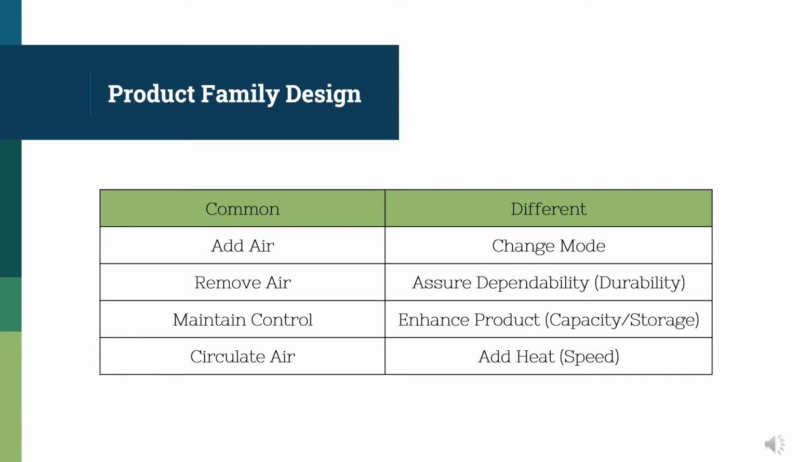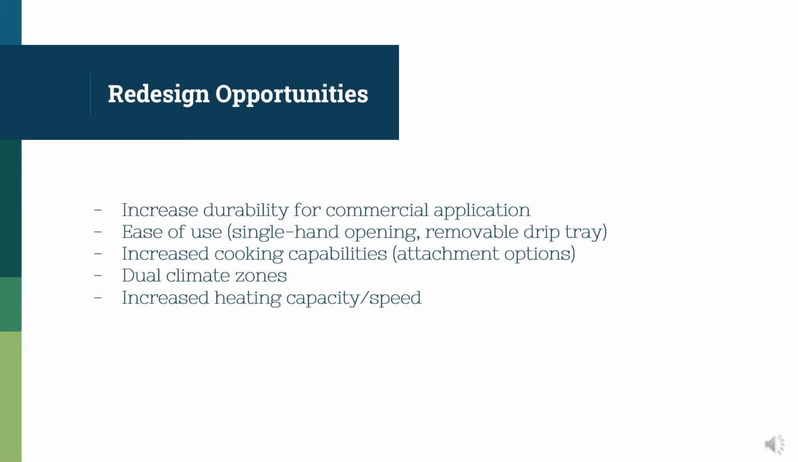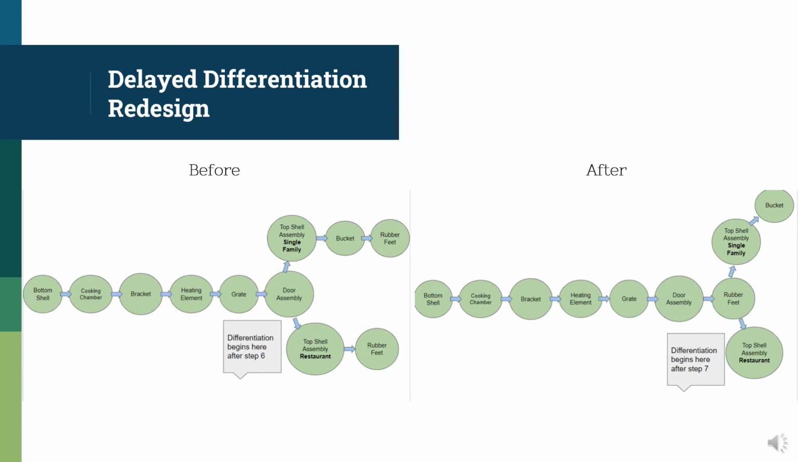As a result, the commercial application would need to be differentiated from the consumer application with increased durability, functionality, speed, and ease of use. As a result of these identified differences, we explored several different opportunities to redesign the air fryer to improve manufacturing efficiency, reduce part count and cost, all while increasing durability and ease of use for consumers. Differentiation between our two product variants occurs with the top shell subassembly, and in our new sequence, this is the very last step.